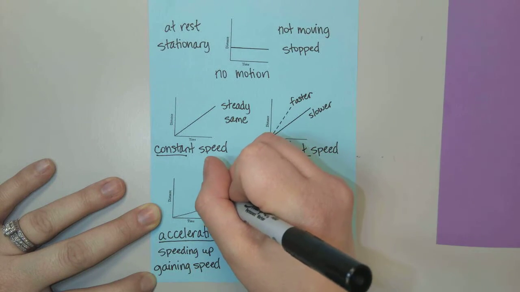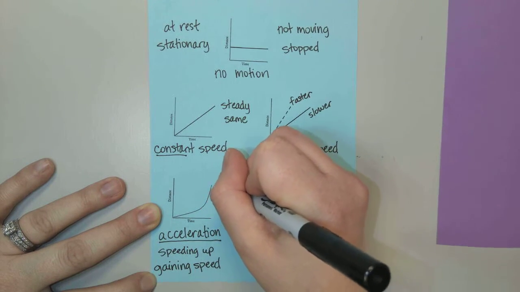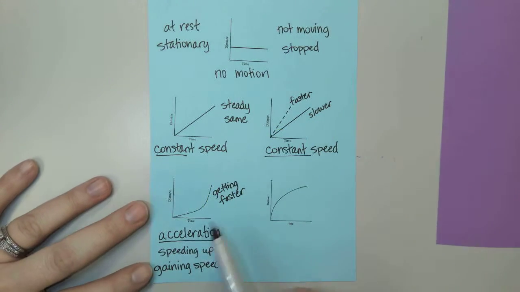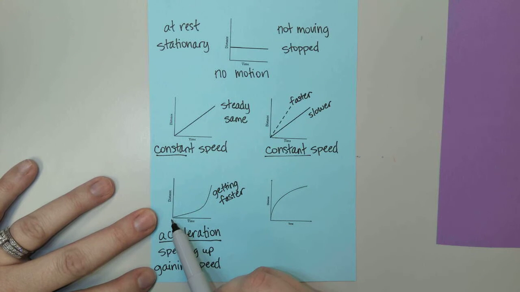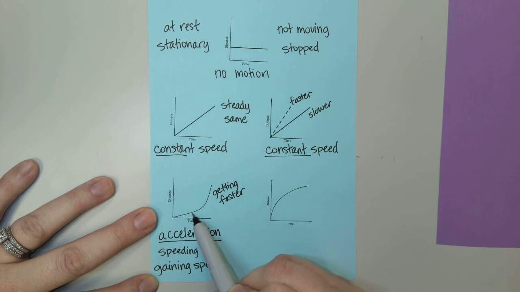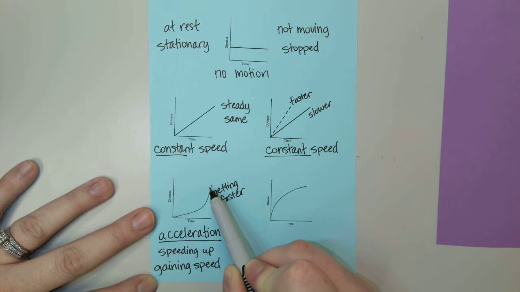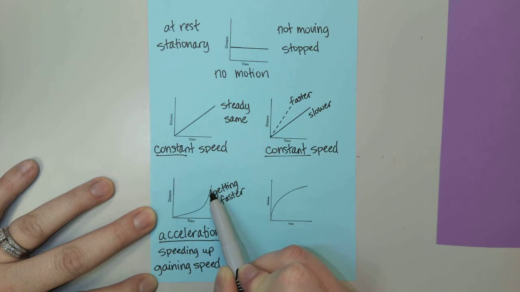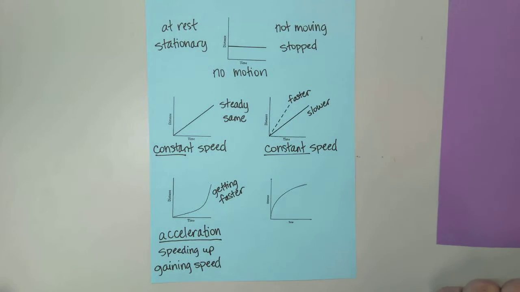Or you could even say getting faster. Okay, so it's starting at like 0, 0, and think about a car. If you were sitting at a stop sign or a stop light and then it turned green, you would accelerate. Okay, remember, the more slanted up and down the line, the faster it's going. So you start out not as fast, but your speed is increasing to get faster.